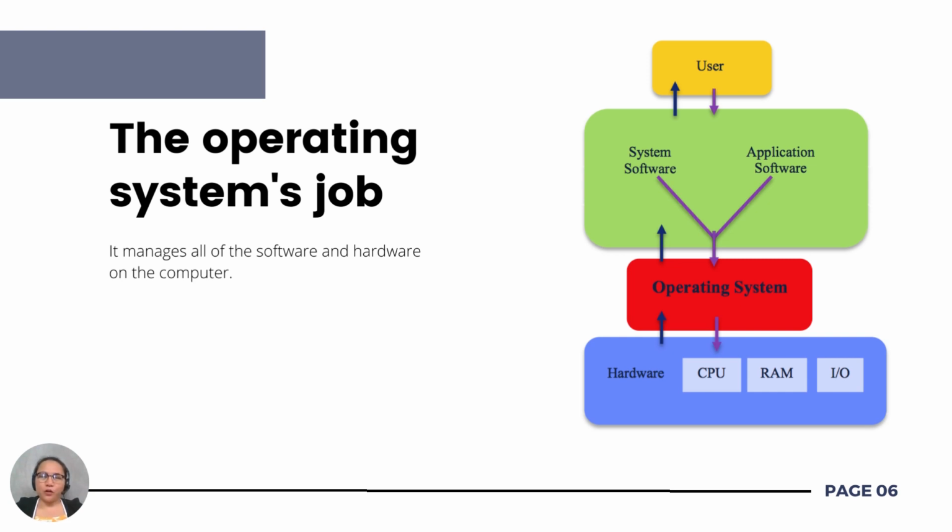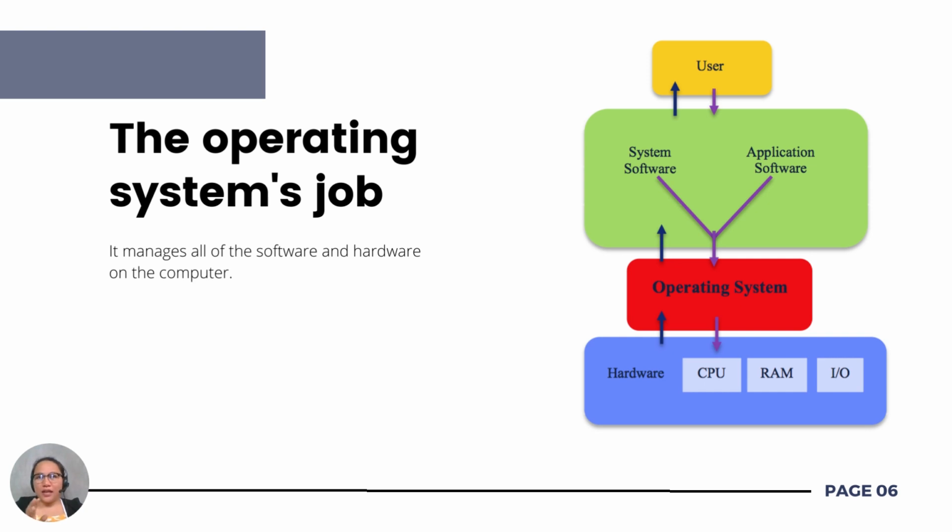And for your computer to open Microsoft Word, the operating system coordinates with the CPU to open it. This is the instruction to the CPU: you open Microsoft Word. So that's the simplest explanation I can give on how your operating system works.